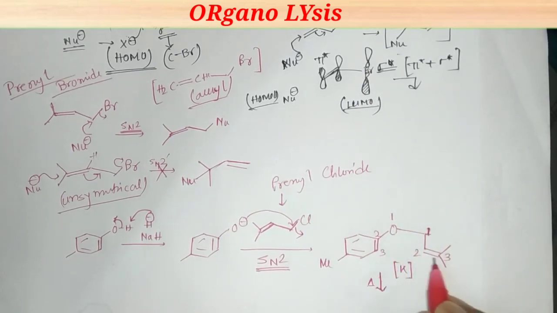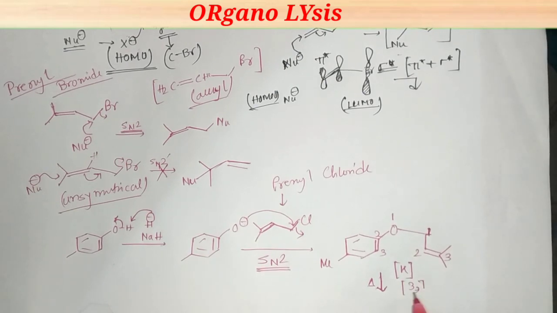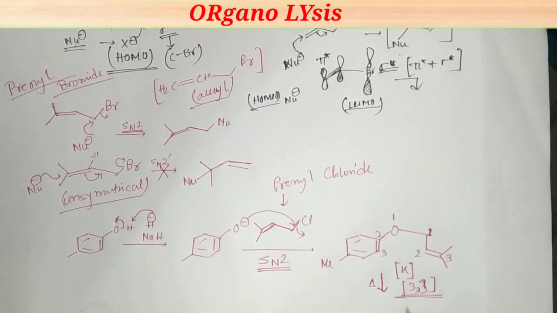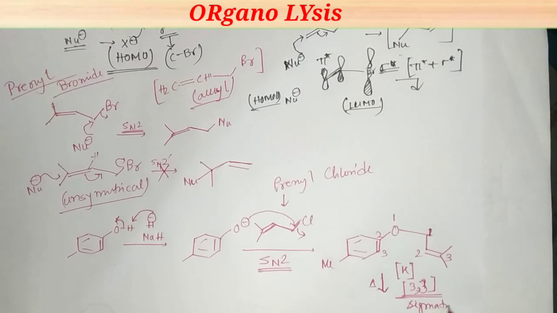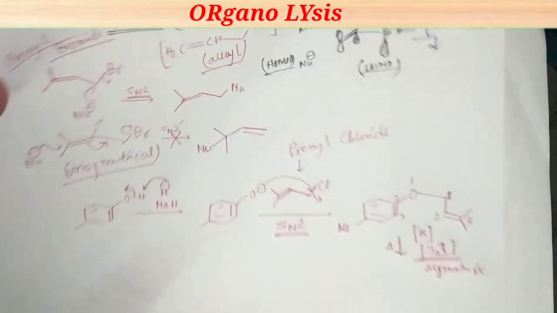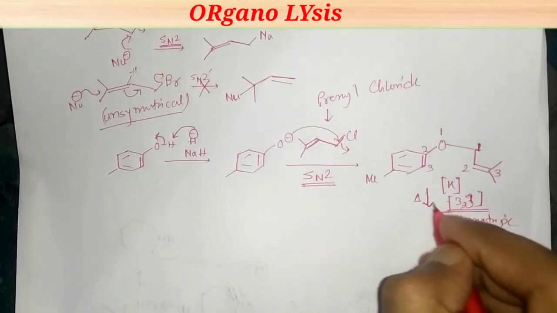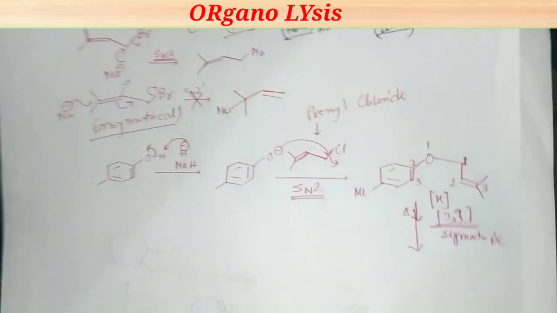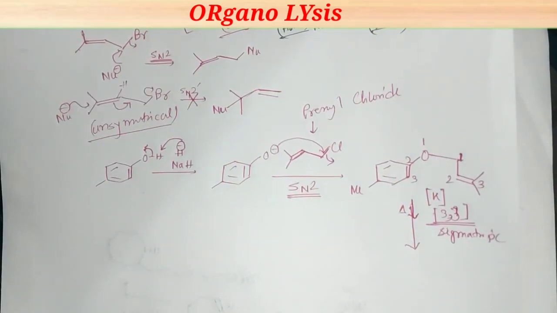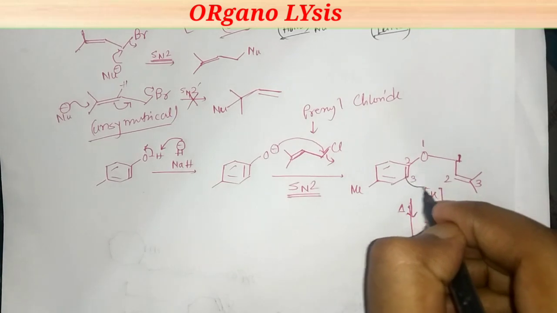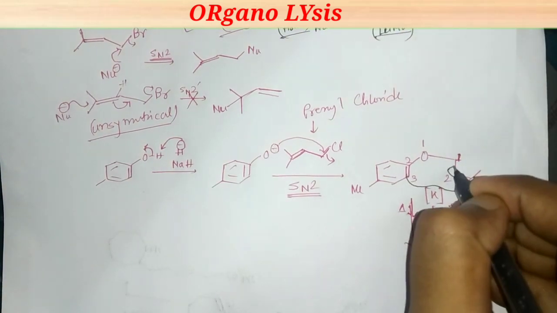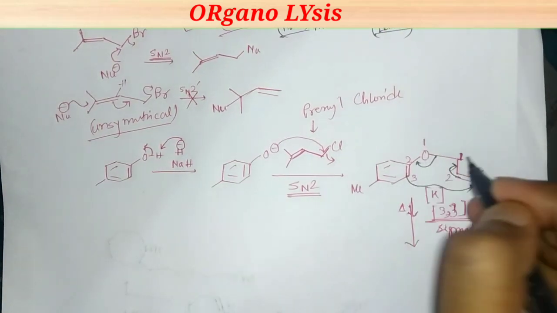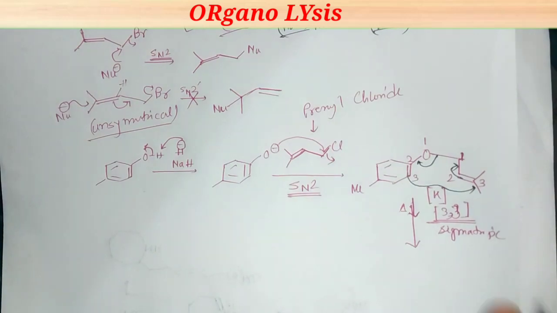Now see, this is your 3,3 sigmatropic reaction. Okay, now see how the 3,3 sigmatropic reaction will occur. Now this double bond will attack over here, these bonds go over here, and this will go over here. Now see, this is how the reaction proceeds.